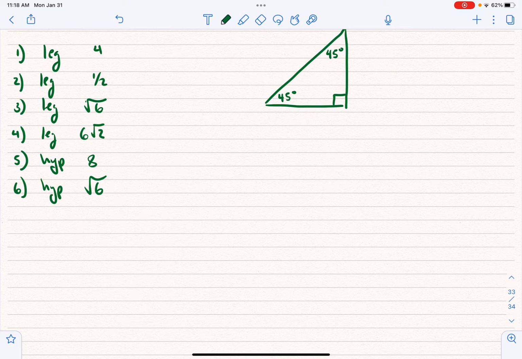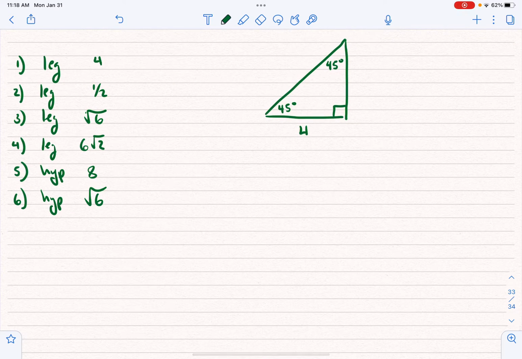45, 45, 90s look like this. For the first bunch, we were told this leg is 4. So what's this other side? 4. And the hypotenuse is 4 times the square root of 2. That's simple. Number 2. This time the shorter leg is 1/2. Well, then this other leg is 1/2, and this would be 1/2 times the square root of 2, or square root of 2 over 2, which is the same thing as 1/2 times square root of 2.